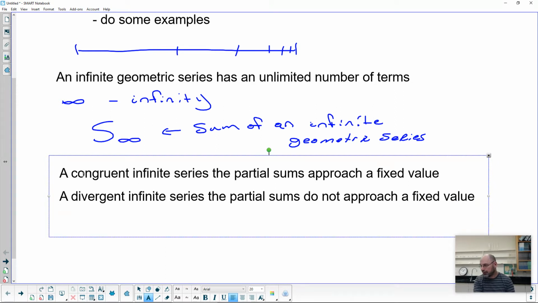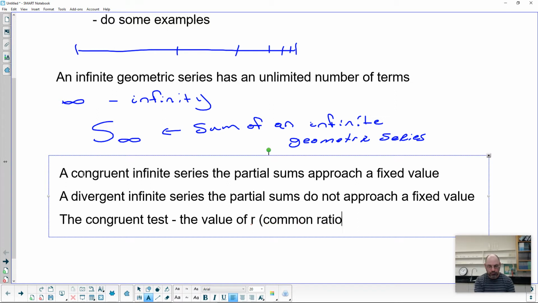And underneath that, the convergence test is simply that the value of r has to be between -1 and +1. So it can be negative. I misspoke earlier. The value of r, which is the common ratio, is between -1 and 1. So it's a fraction or a decimal. It's not bigger than 1, it's not 1 at all.